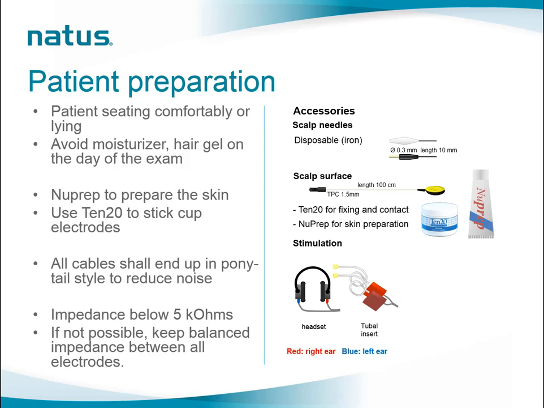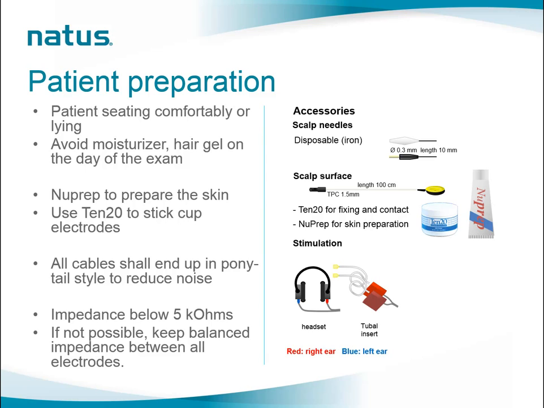Then to ensure proper positioning of the electrodes, we need first to prepare the skin. The use of Nuprep will allow us to remove fats that are on the skin and ensure proper conductivity of the signal. Then if we use the subdermal needles, we can just place them directly. And if we use cup electrodes, then we need to fix them using the Ten20. We don't need too much paste on the cup, just place a little bit and then press hard until the paste comes out of the hole in the middle of the electrode, and protect that with a little bit of gauze. All cables should end up in a ponytail style so that we can reduce the noise pickup. And also, if the patient has to move, then you have minimal risk of electrode removal.